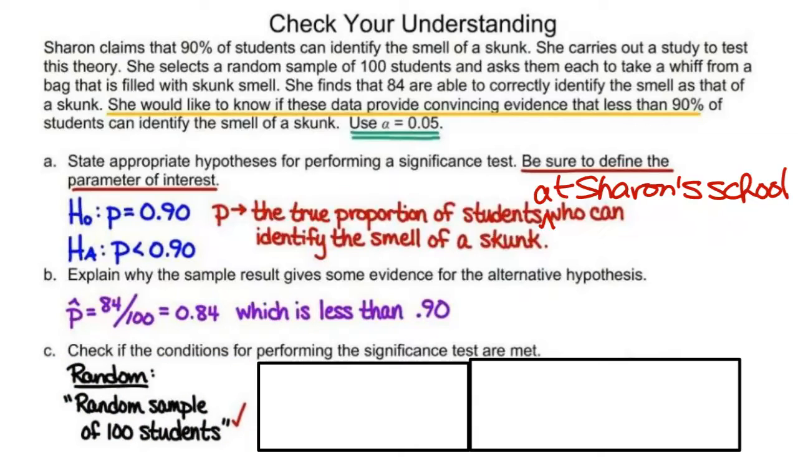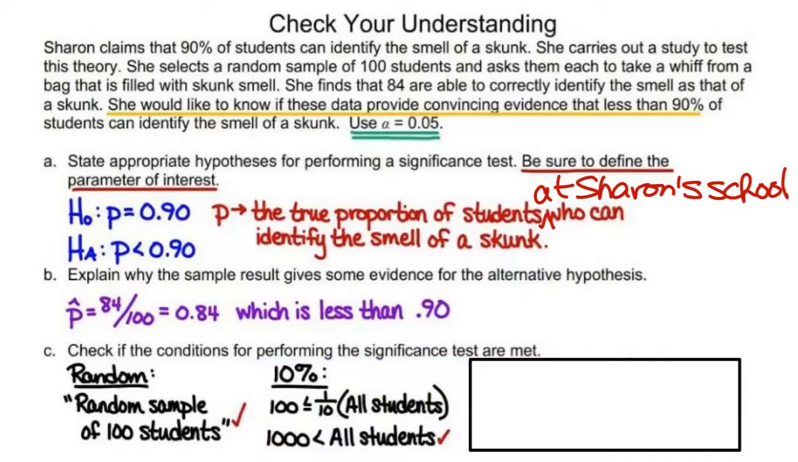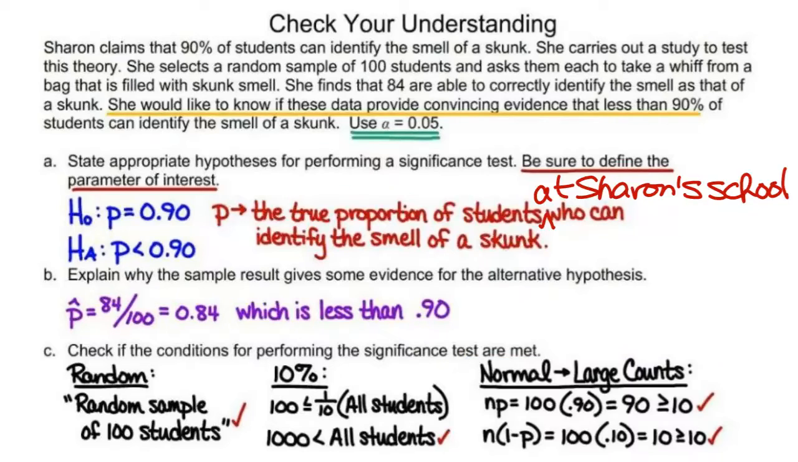We get our randomness. It says random sample of 100 students. Do we get our 10%? Yes, we do. As long as there's at least 1,000 students, we get our 10%. And do we get large counts? Yes. Barely. Once again, we have one that comes out to exactly 10.